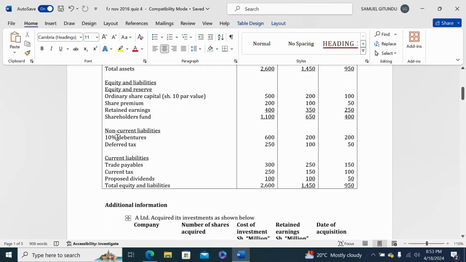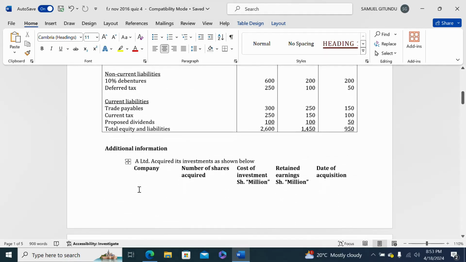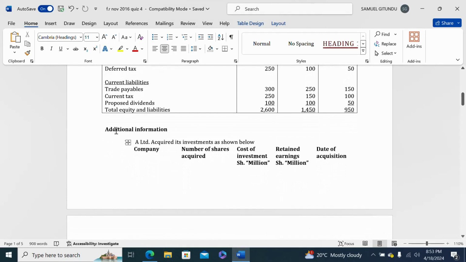Then we go to non-current liabilities. We have 10% debentures and deferred tax. Then under current liabilities, we have trade payables, current tax, proposed dividends, and then we have total equity and liabilities. Then we go to additional information.